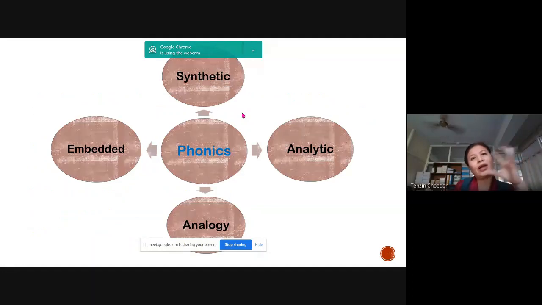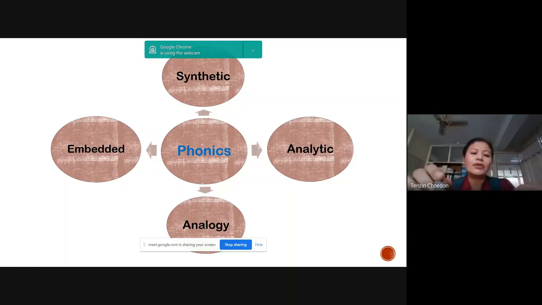So there are actually different approaches to teaching of phonics. The four major approaches to phonics instruction are something I have given here. Okay. Synthetic, analytic, analogy-based, embedded. Okay. So synthetic is more structured and direct. And then you have analytic, analogy-based is a branch of analytic phonics, and then you have embedded.